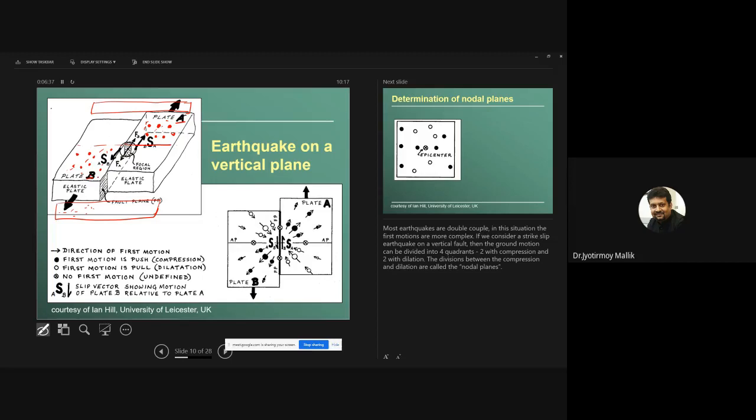Now, this blue segment of the rock is kind of getting away from this rock, so hence here I will observe dilation. The first motion will be dilation. Here also, with the same logic, I will observe dilation.